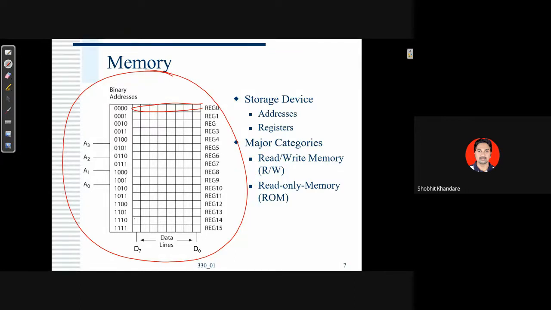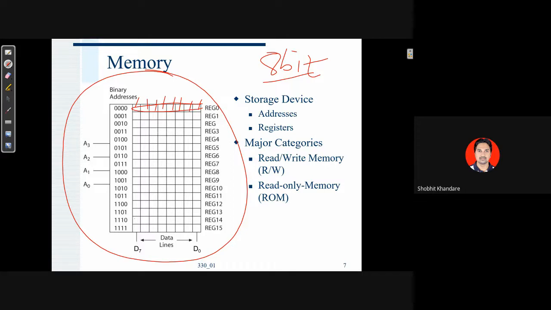After seeing this figure, one thing is clear. What is clear? That the size of a single memory location is 8 bit. 1, 2, 3, 4, 5, 6, 7, 8. So the size of each memory location is 8 bit. Each location consists of 8 bit, and there are how many locations?